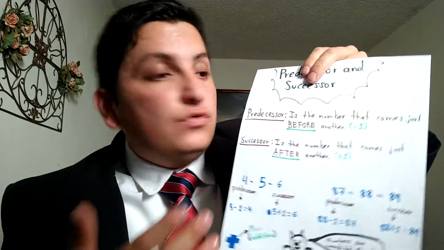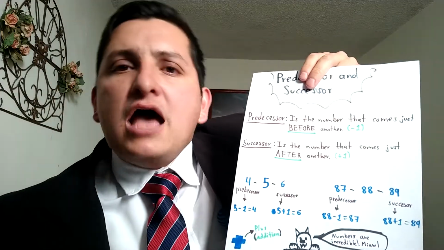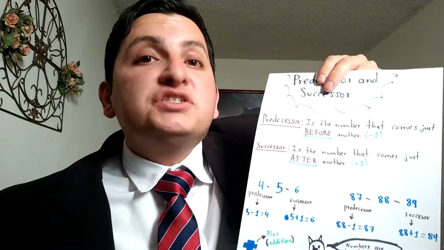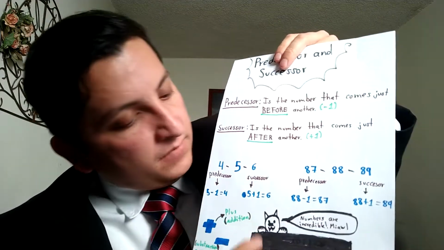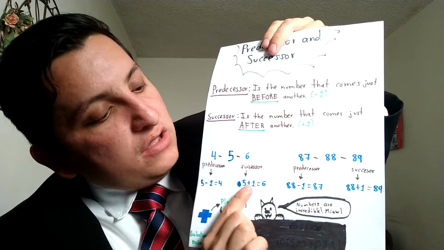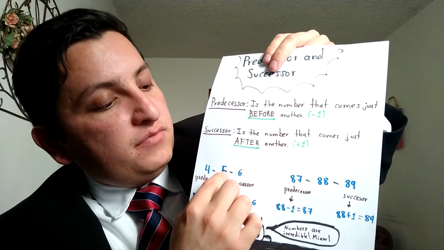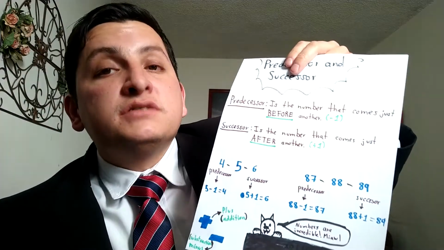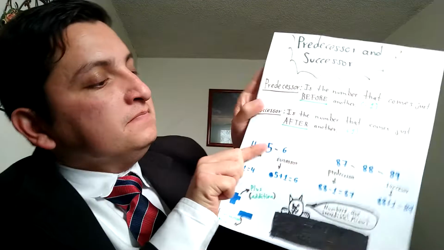Now I am gonna do the same for successor, but this time it's not gonna be a subtraction. It must be an addition, plus 1 in this case. So 5 plus 1 equals 6. The successor for number 5 is number 6. Do you see? That's what I'm telling you.